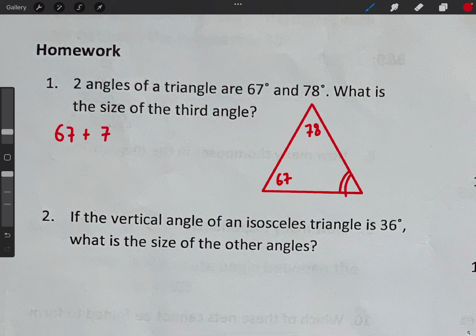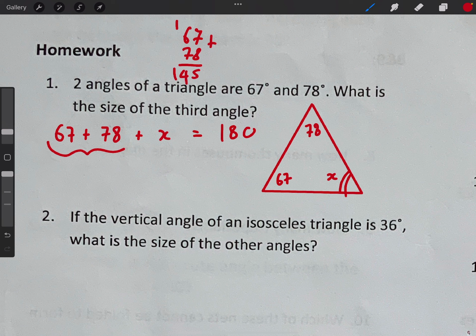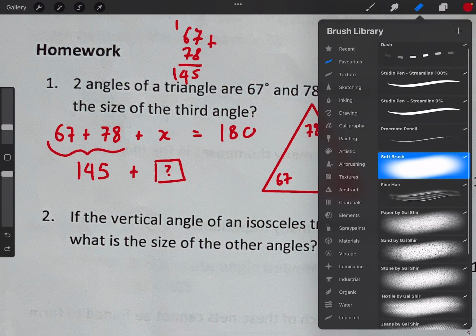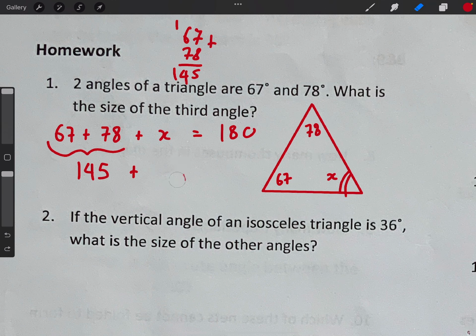67 plus 78 plus this unknown angle, let's call it x, is equal to 180. These two add up to how much? 67 plus 78 is 145. So 145 plus some angle x is equal to 180, so you can work out what x is.